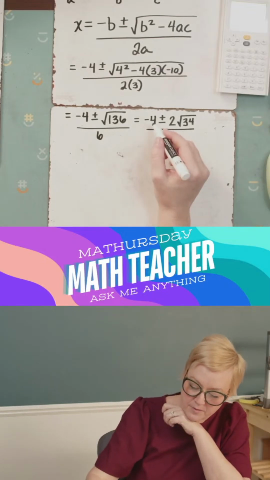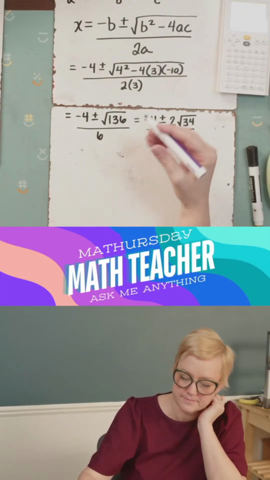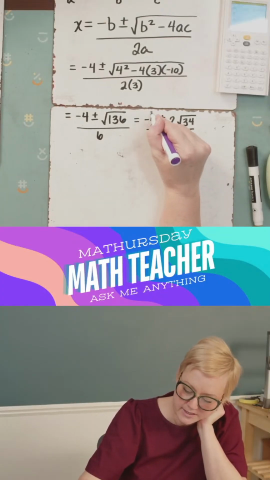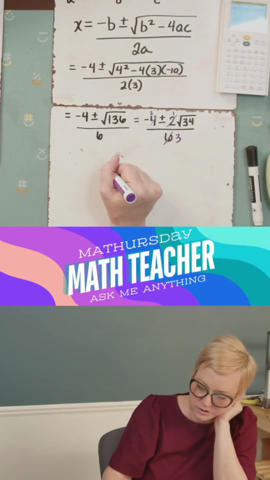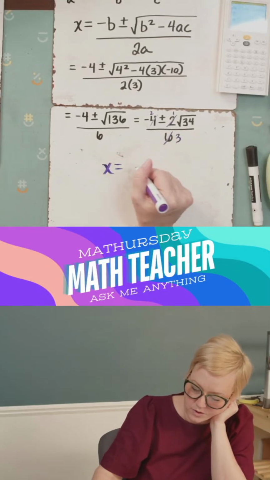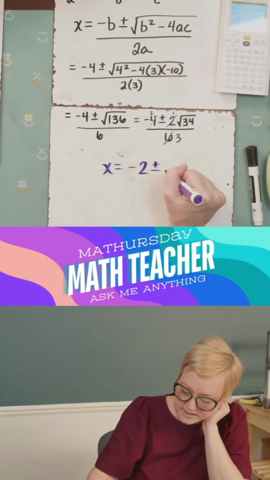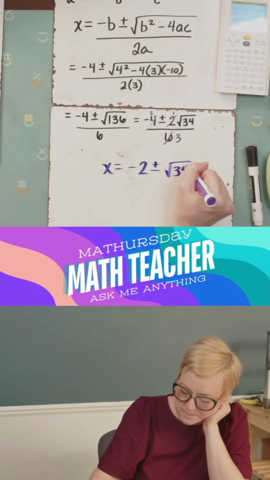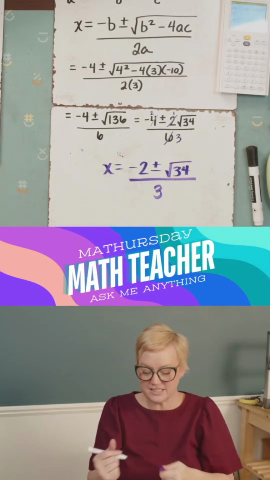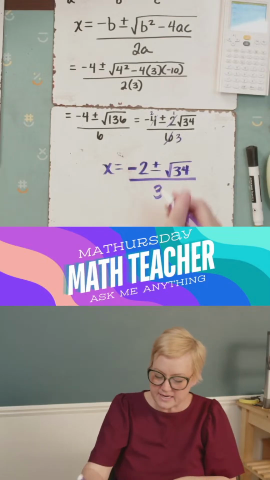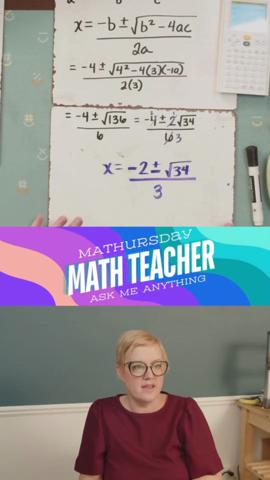So I can simplify all of these numbers here by 2. 1 and 3. So my solution is going to be x equals negative 2 plus or minus root 34 over 3. Okay, if you just stuck that in your calculator, you'd get a big ugly decimal and you would have no idea if it was right or not. So there we go.